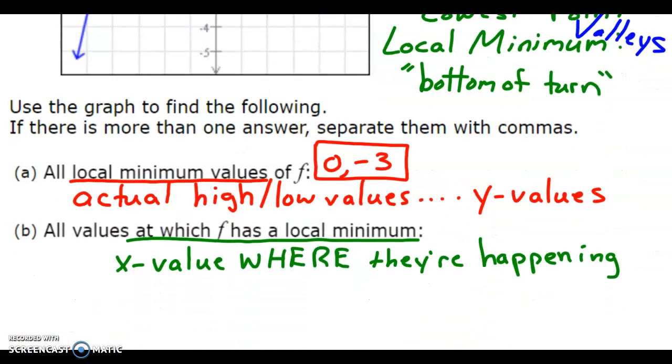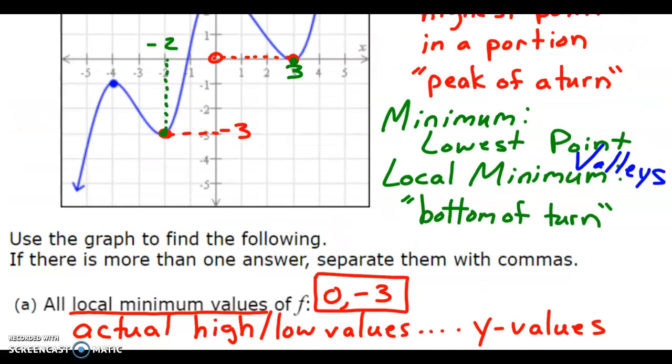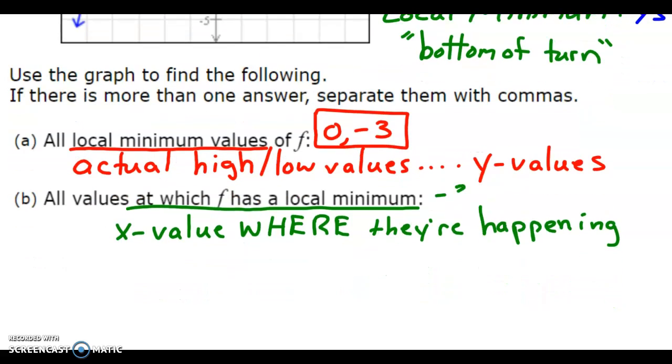So at which it has a local minimum, they're asking where from left to right is that happening. So that's your x value of -2 and 3. Okay?